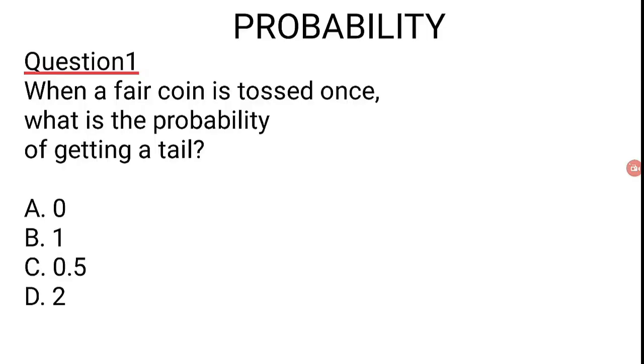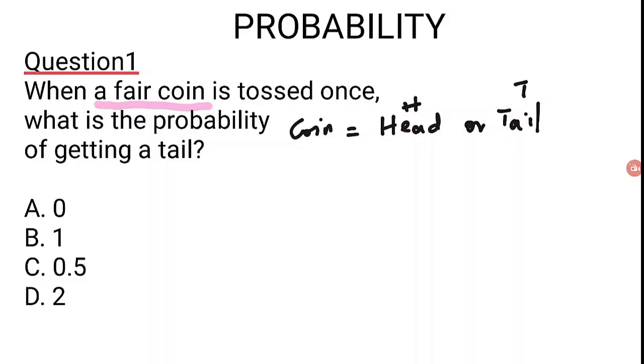Okay. So now what I would like to tell you, they say a fair coin. A fair coin has two sides. That is, when you have a coin, it has two sides, and we have head or tail. This head is H and this tail is T.